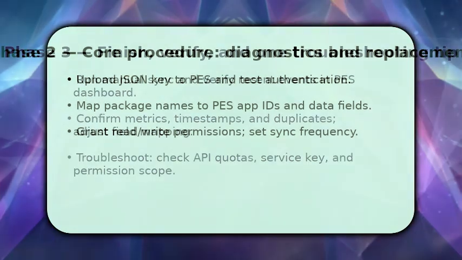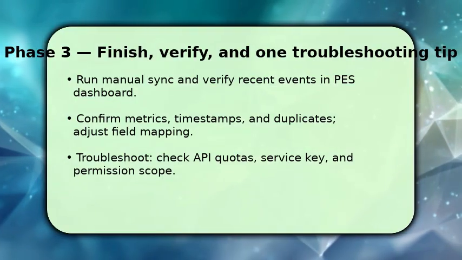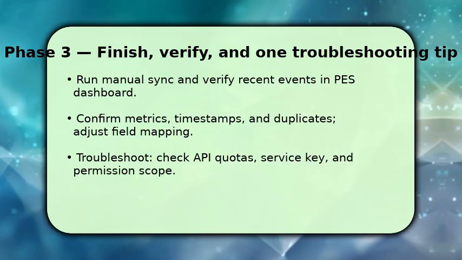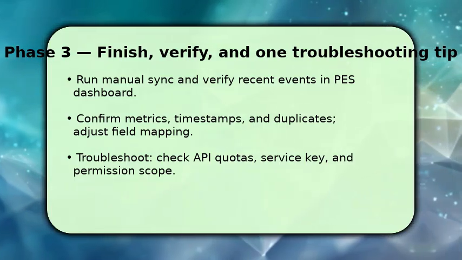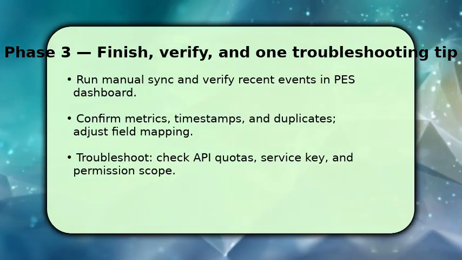To finish, run a manual sync and inspect the PES dashboard for recent installs, purchases, and event streams. You want to confirm timestamps, user ID, and metric totals. If everything matches, schedule regular automated syncs and document the mapping for future audits.